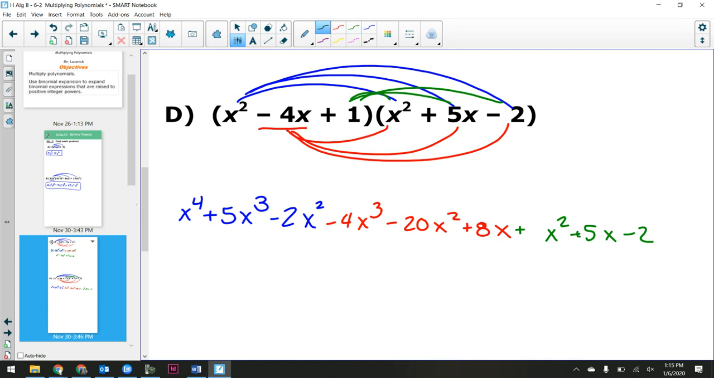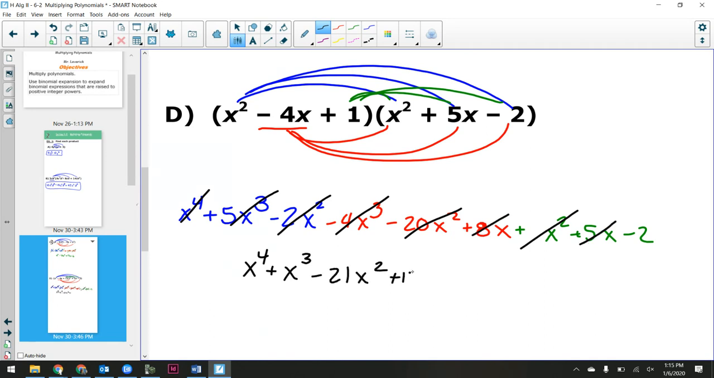And now I just combine all those like terms. I've got an x to the fourth, goes away. I've got a 5x to the third and a -4x to the third, so just 1x to the third. I've got a -2, a -20, and a positive 1 x squared, so -21 x squareds, 8x and a 5x makes 13x. And then I've got that -2 sitting up there on the end. Make sure you put it into standard form, descending order in terms of the power.